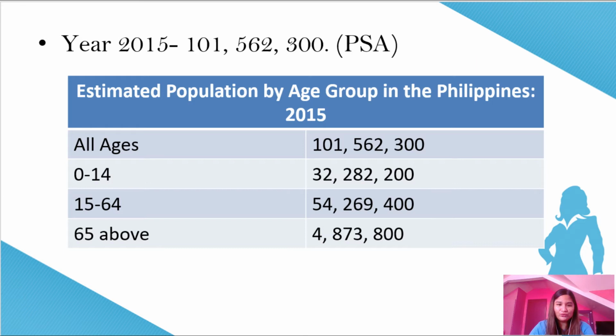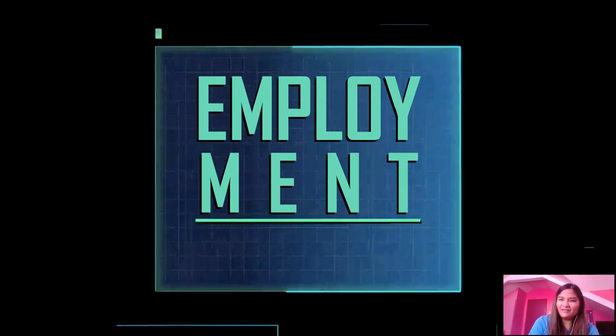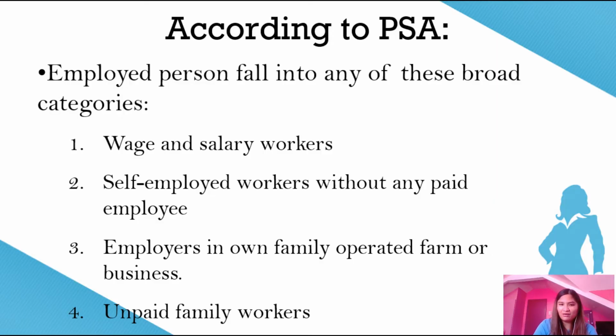Now, let's go to the fourth key concept, which is employment. So, iba pag sinabing employment, alam na natin yan. May trabaho, nagtatrabaho. But there are actually 4 categories set by PSA, Philippine Statistics Authority, para masabi na someone is considered as employed. So, meron tayong 4 categories rather. So, first one is wage and salary worker.